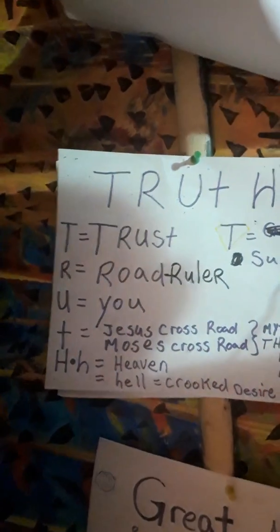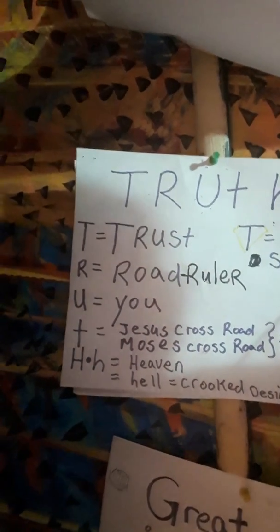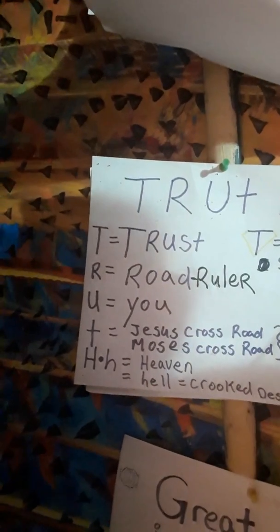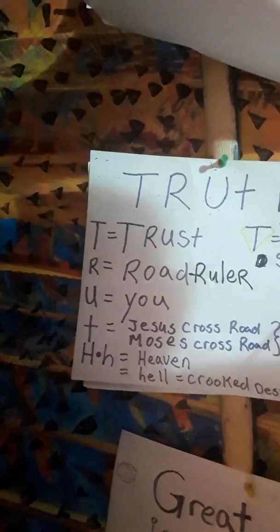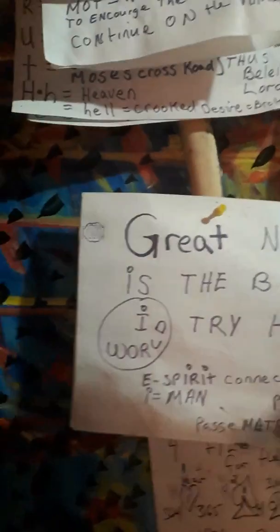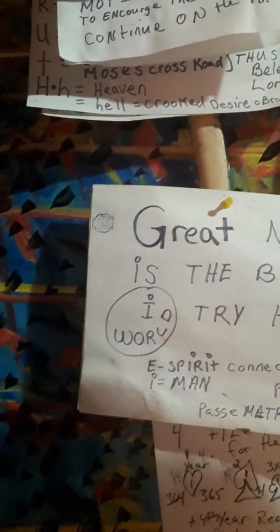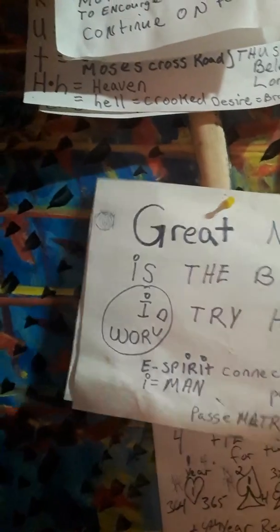Then we have truth. T for trust, R for road ruler, U for you, T for Jesus, crossroad, the myth. H is for heaven, hell, or the crooked desires of the broken. Then we have just these few designs. I don't know if we can. Great never is the best. I try harder. The E spirit and the I man connection to the angel program. Passing matrix cleansing.